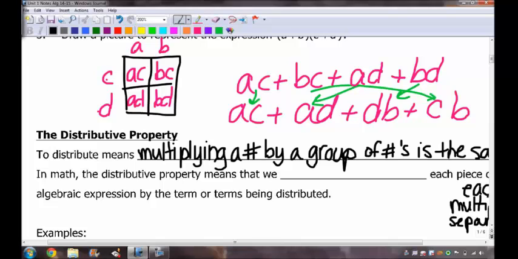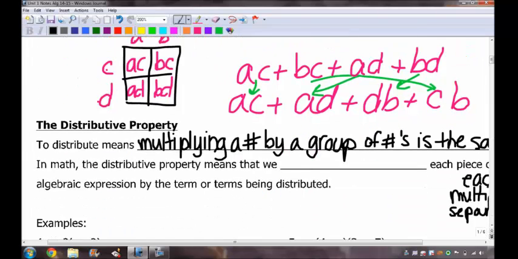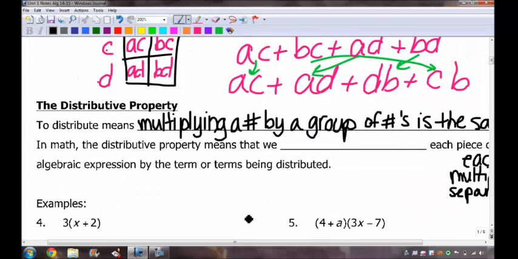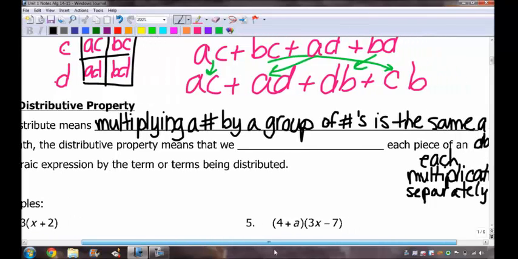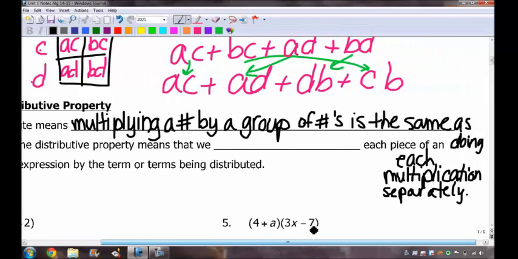All right, so now we will be talking about the distributive property, which is basically what you did in the examples 1, 2, and 3. You did a lot of distributing. So to distribute means multiplying a number by a group of numbers is the same as doing each multiplication separately. And I'll explain to you what that means a little bit in a few minutes. But for right now, I want you to make sure you get this down. So if you need to press pause to get this down, make sure you do so.